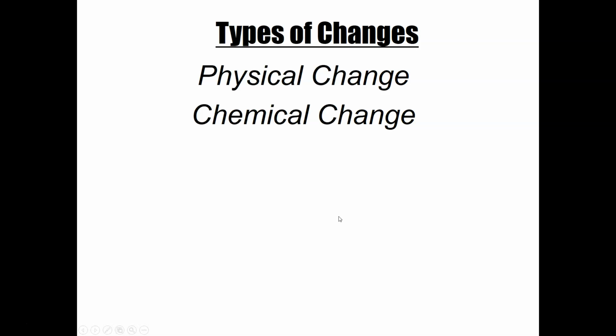Now let's look at the types of changes we can have, physical changes and chemical changes. And really the difference between the properties and the changes is kind of just a grammar issue. A property is something that could potentially happen. A change is something that is happening. So they're very similar. It's going to depend on how you phrase the sentence structure. Are you describing a potential situation, or are you describing something that is actually happening?